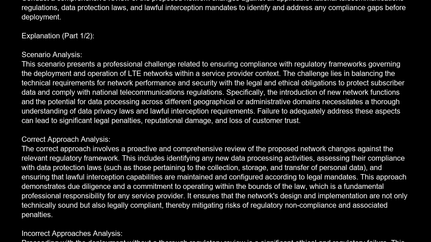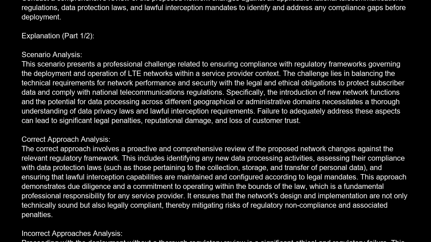The correct answer is A. Conduct a comprehensive review of the proposed network changes against all applicable national telecommunications regulations, data protection laws, and lawful interception mandates to identify and address any compliance gaps before deployment. Explanation. Scenario analysis. This scenario presents a professional challenge related to ensuring compliance with regulatory frameworks governing the deployment and operation of LTE networks within a service provider context.